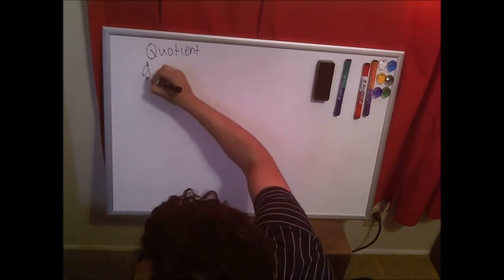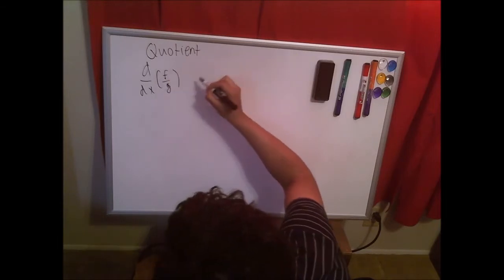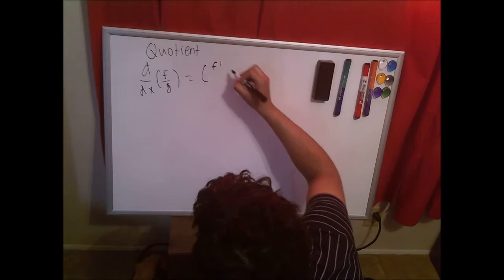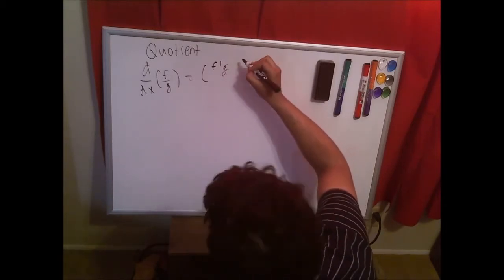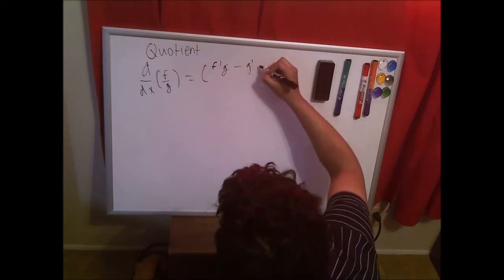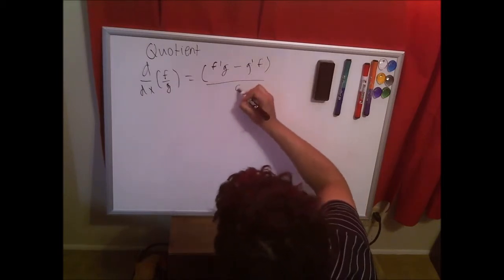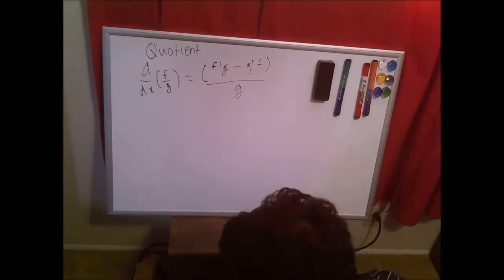The quotient rule says if we have two functions dividing one another, it will be the derivative of the first function times the second function minus the derivative of the second function times the first function, all over the second function. Okay, let's do an example of that.